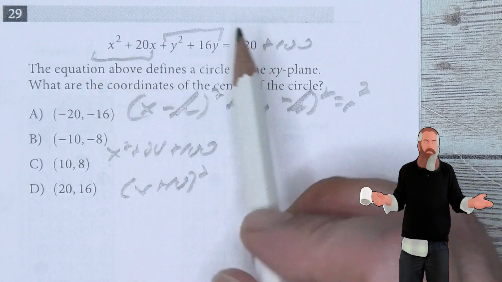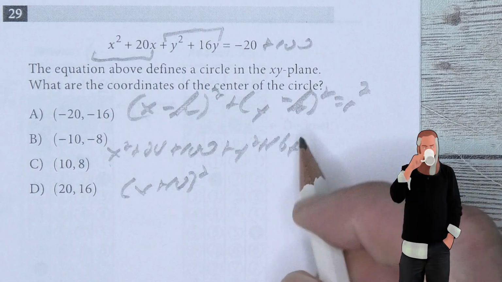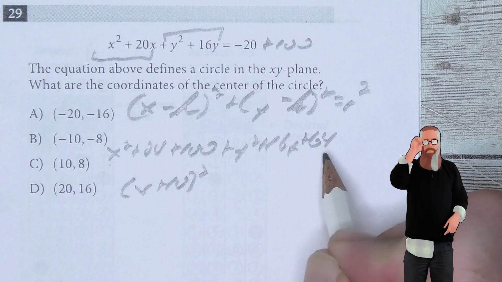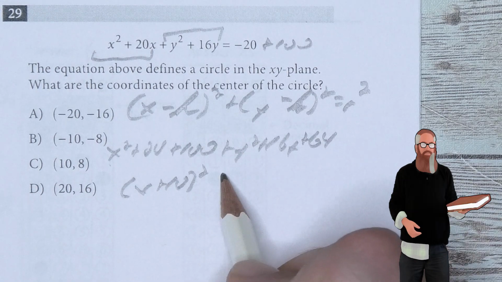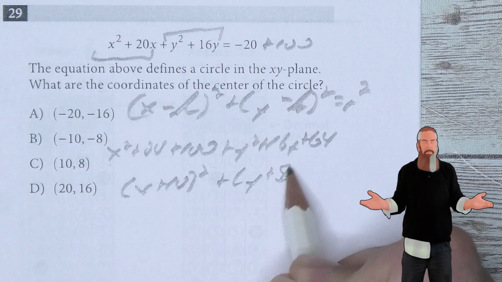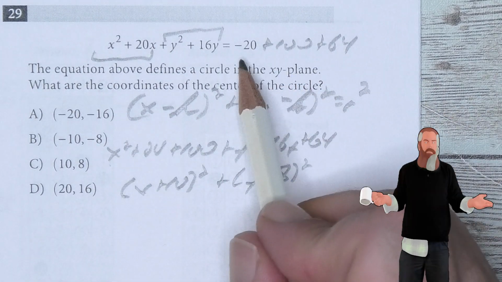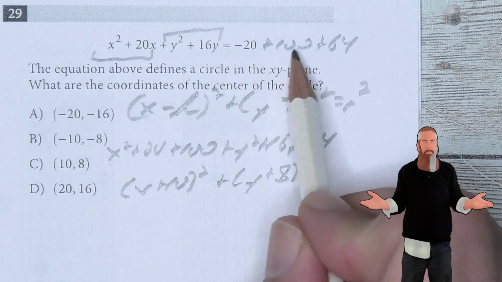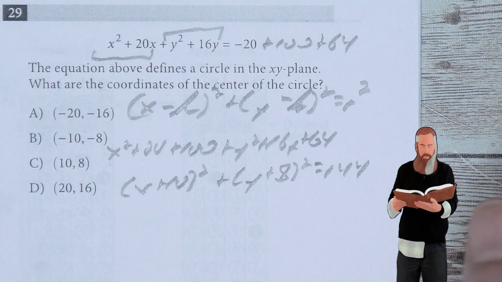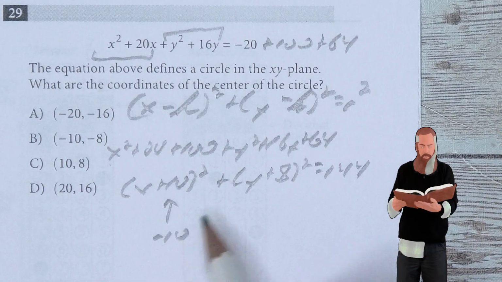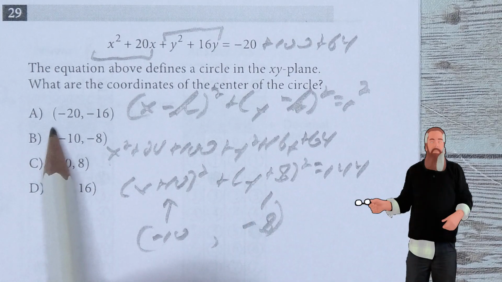Now the y squared plus 16y, this could use another convenient addition, and I'm going to add 64. That's because it's half of 16 squared. This is also a perfect square, which means I get y plus 8 squared. I add 64 again to the right side, so that negative 20 plus 100 plus 64 would give me a positive 144. Most important is right here I have negative 10, I have negative 8. These are my xy coordinates, so B is the answer.